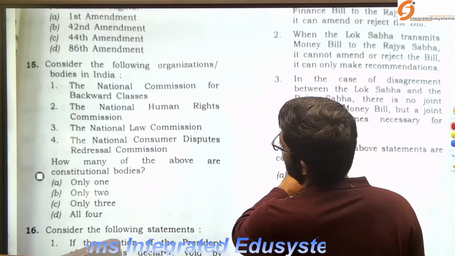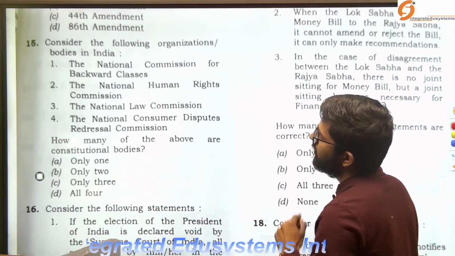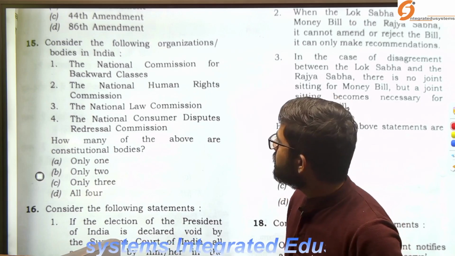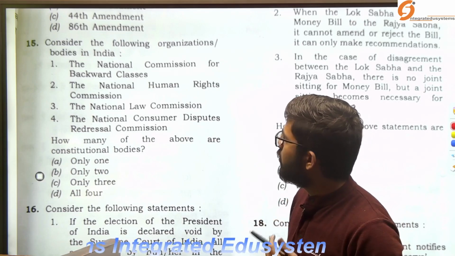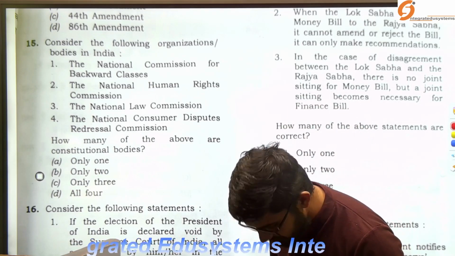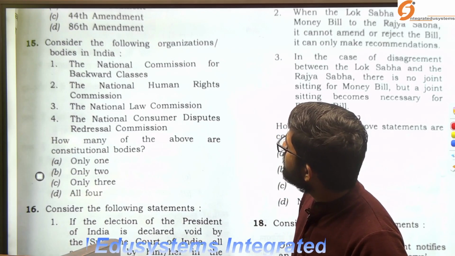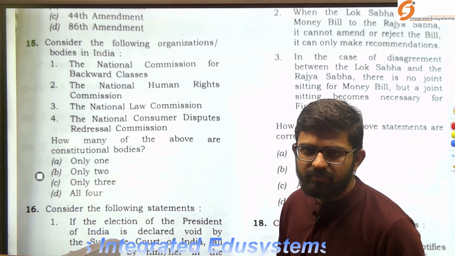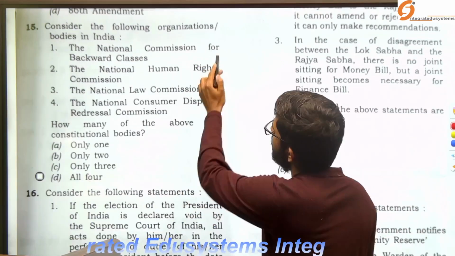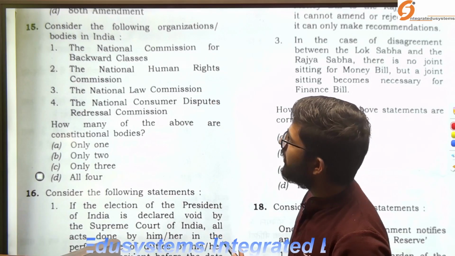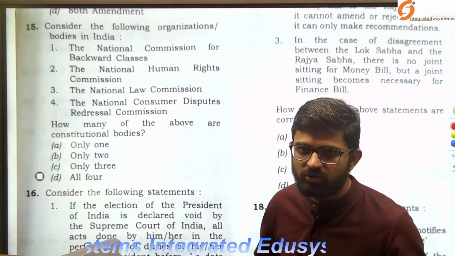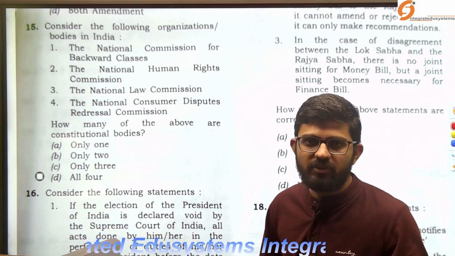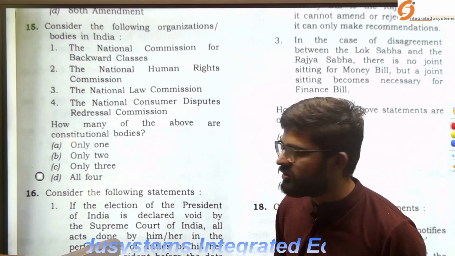Now let's come to the 15th question. See, this was one of the easiest questions that everyone got. Consider the following organizations and bodies in India. The National Commission for Backward Classes, as we all know, Article 338B, is a constitutional body. The National Human Rights Commission, as we all know, is not a constitutional body, it is a statutory body. The reason behind it: there is a law which has created this body and not the constitution.